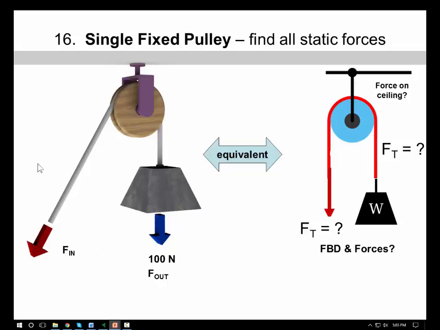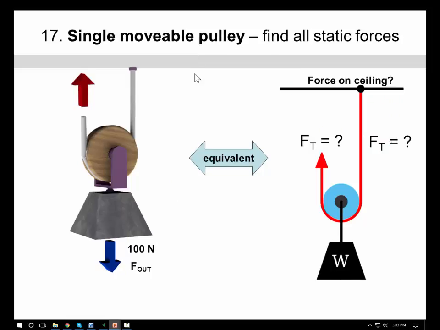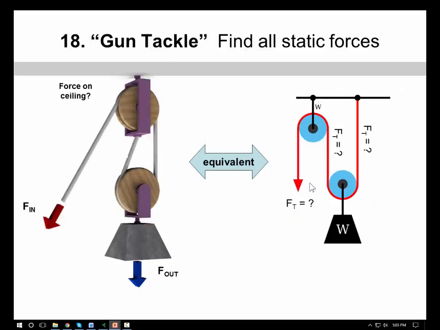So now we have a fixed pulley put in a different situation. So once again, my recommendation is you put a free body diagram around each one of these and see what happens. And here's our single movable pulley. Once again, what you're going to do is create a free body diagram around the pulley. On question 18, this is called a gun tackle.